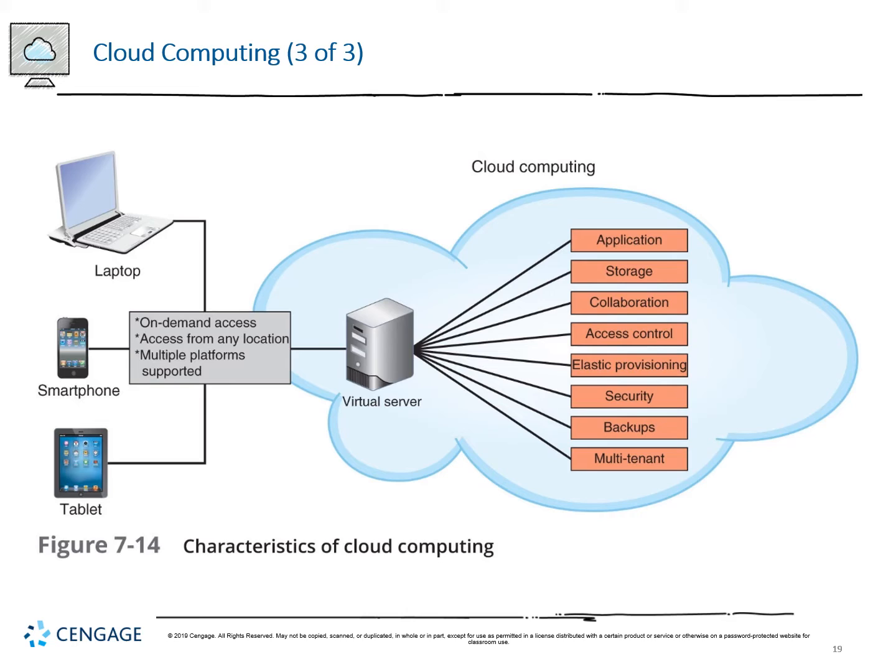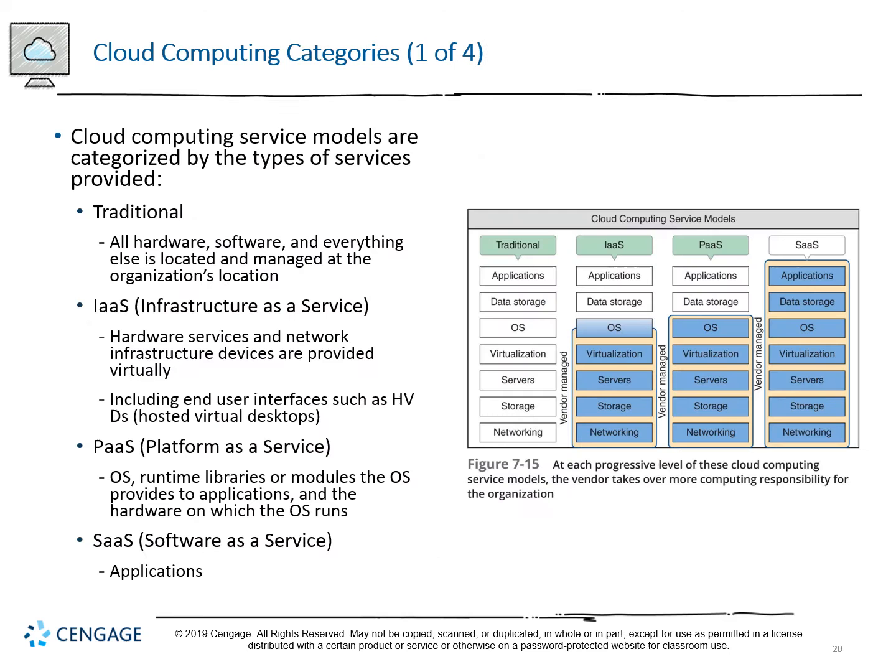That server passes over to whatever services are offered by that particular company. So application, storage, collaboration, access control, elastic provisioning of resources, security, backups, and then of course it can handle multiple users simultaneously and independently. The nature of virtual machines, especially when implemented correctly at the hardware level, makes sure that there's no overlap between tenants.